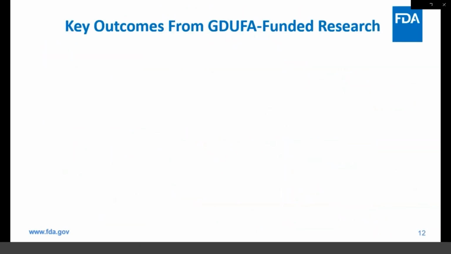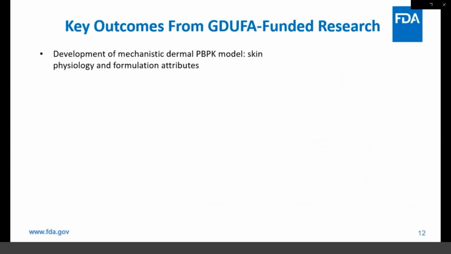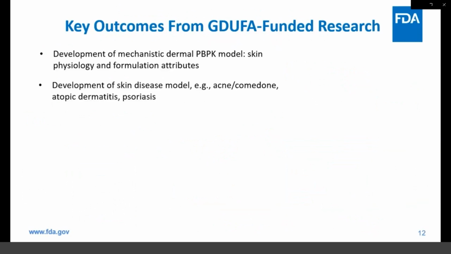In this slide, I have listed some key outcomes we have achieved from our GDUFA funded research. One obvious outcome is we have developed mechanistic dermal PBPK model by incorporating skin physiology and formulation attributes. We have developed skin disease models. We have got IVPT modules where we can simulate the IVPT study results by incorporating experimental details.